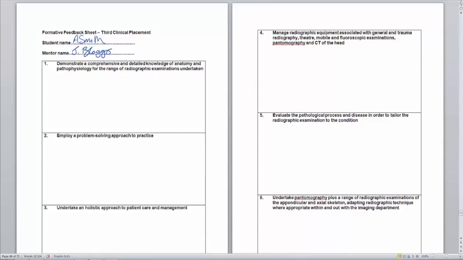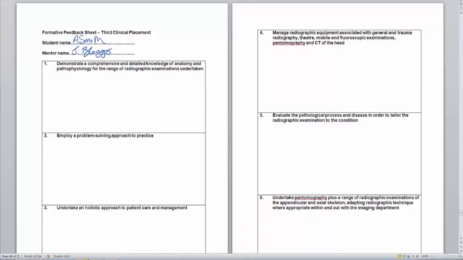Hello everyone. I'm going to talk you through the third clinical placement formative feedback sheet. The way that I'm going to do it this time is to essentially get you to think about the sorts of things that you should be discussing with your student, and those sorts of things are going to be in blue, and then in red a little bit about what your feedback in each section should really include.